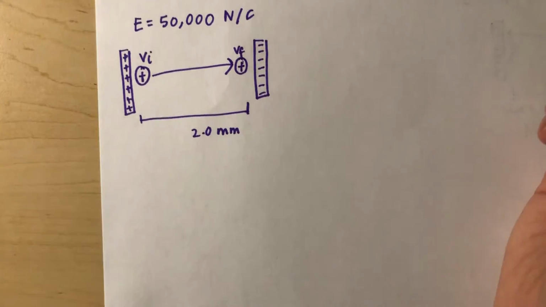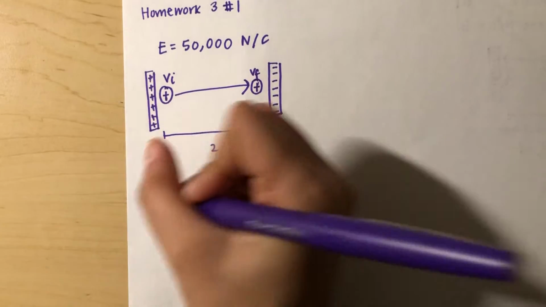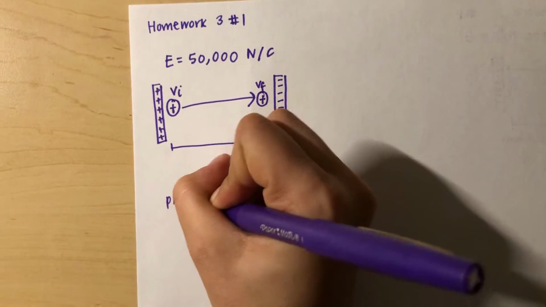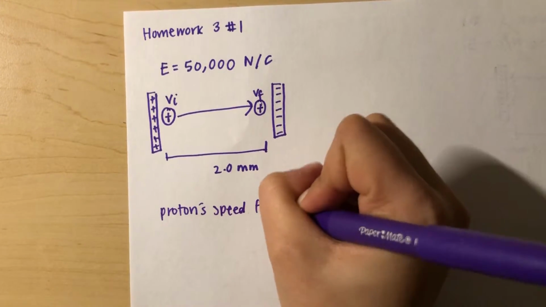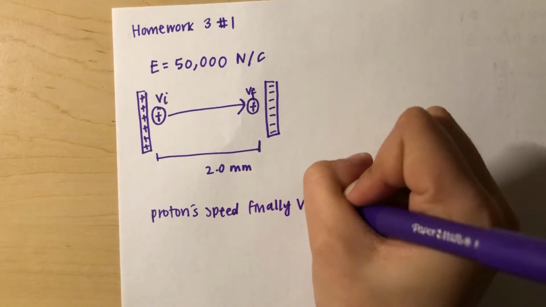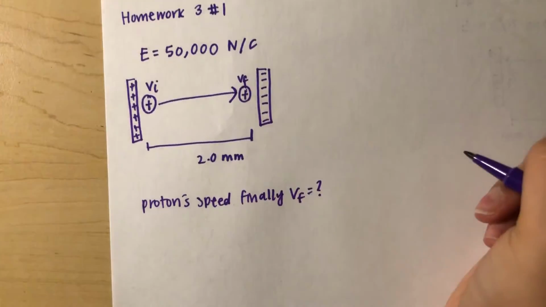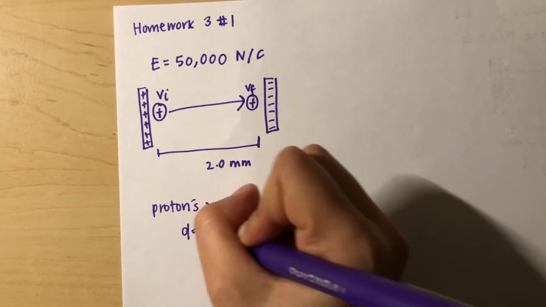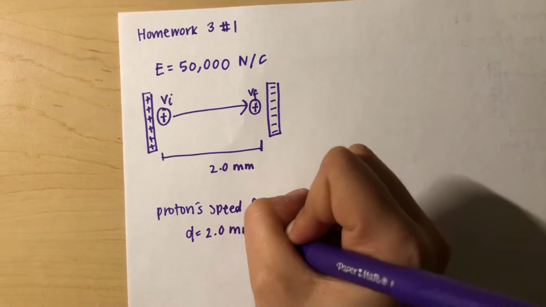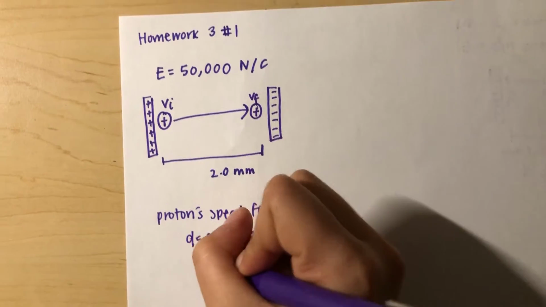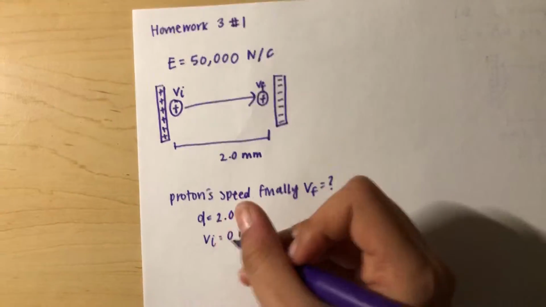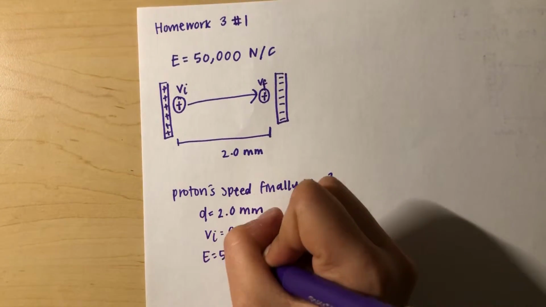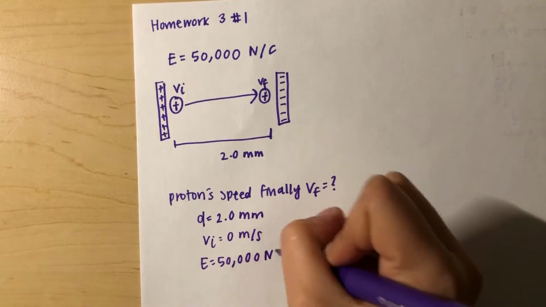So let me write a list of knowns and unknowns. So we know that the proton speed finally is what we're trying to solve. So VF, and the d equals 2.0 millimeters. V initial is 0 meters per second because it's released from rest, and E is 50,000 newtons per coulomb.